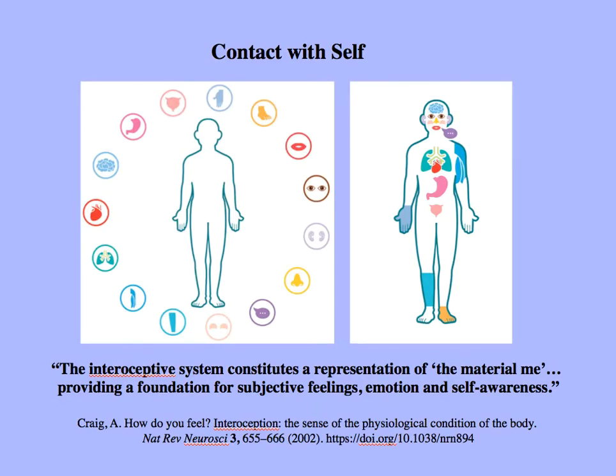So there's 3 kinds of contact that we're going to be talking about, 3 kinds of meeting that are key for ongoing healthy existence. The first is our ability to make good contact with ourself. One quote related to this is, "The interoceptive system constitutes a representation of the material me, providing a foundation for subjective feelings, emotions, and self-awareness."